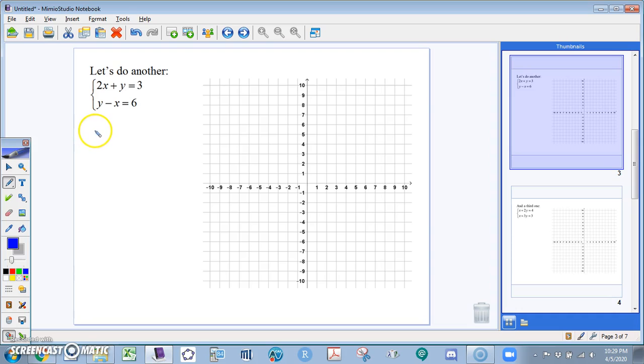We're going to go through some more examples here. I'll have to go a bit quicker. The only thing that's going to make this a bit different is some of the algebra that you may have to do before you're able to graph the equations.